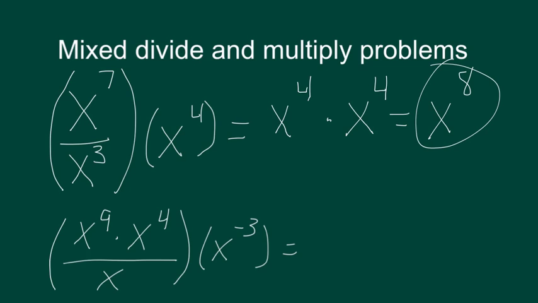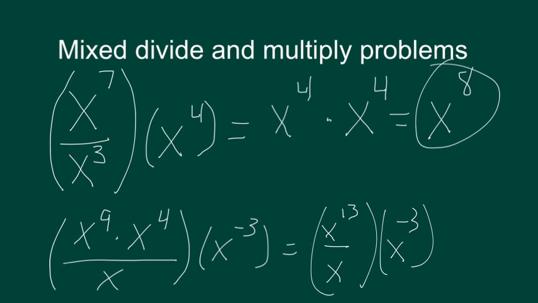On the second one here, I've got some multiplying going on inside the parentheses on top of the fraction here. So I have to take care of this first. When I multiply the like bases, I need to add these exponents. 9 plus 4 is going to give me 13. So I have x to the 13 over x, which will be multiplied by x to the negative 3. This is understood to be a 1 here, even though there is no exponent. 13 minus 1 is going to be 12. So that's going to give me x to the 12 times x to the negative 3.